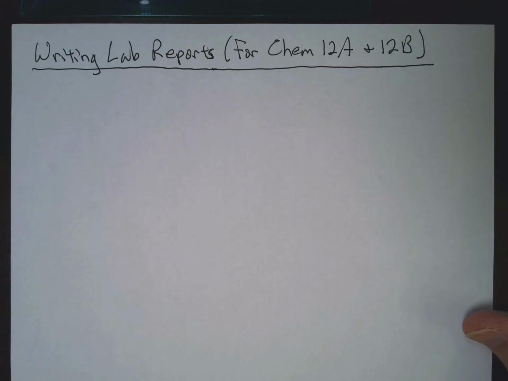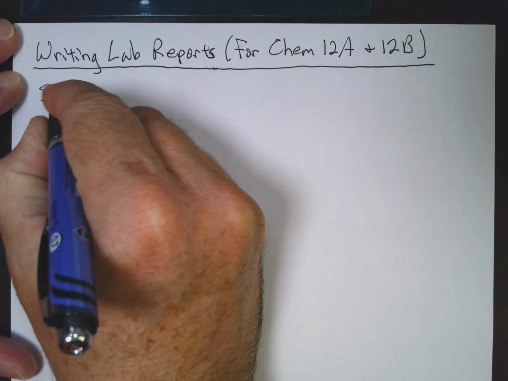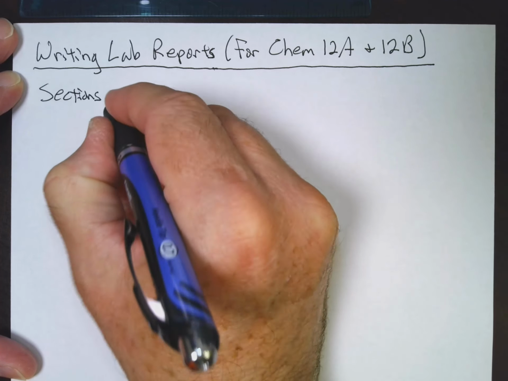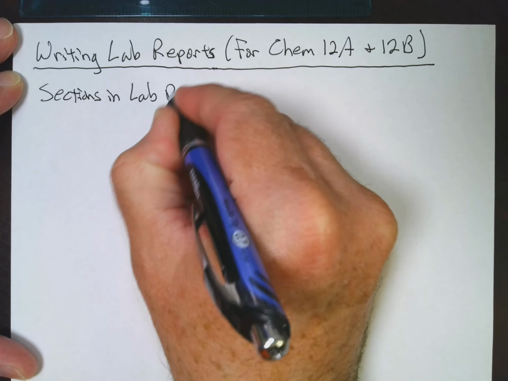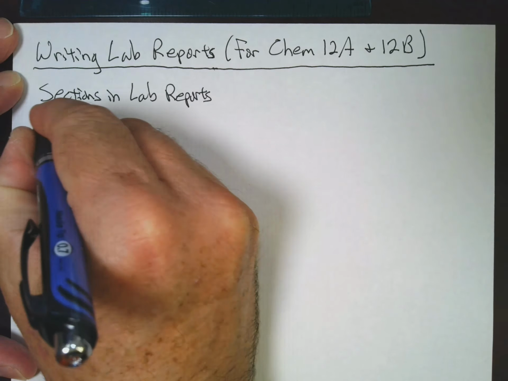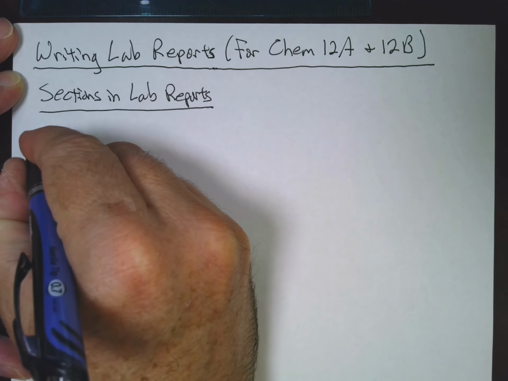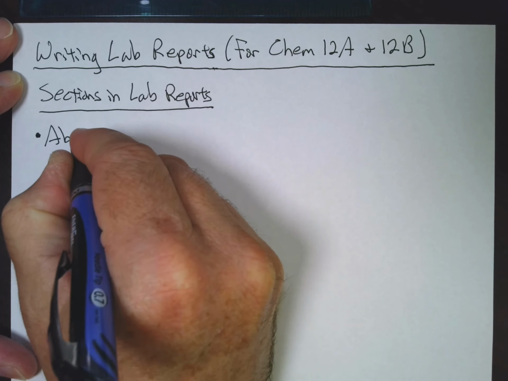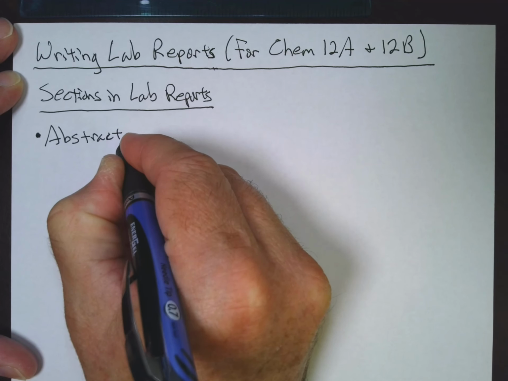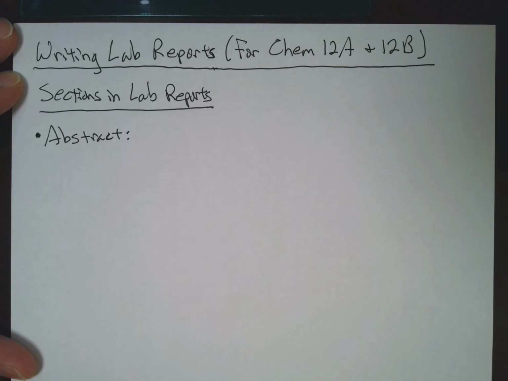All right, so if you're going to write a lab report for Chem 12A, this is what you need to know. You'll want the following sections. You'll need an abstract. Now, what goes into the abstract? An abstract is what you did, how you did it, and summarize your results.